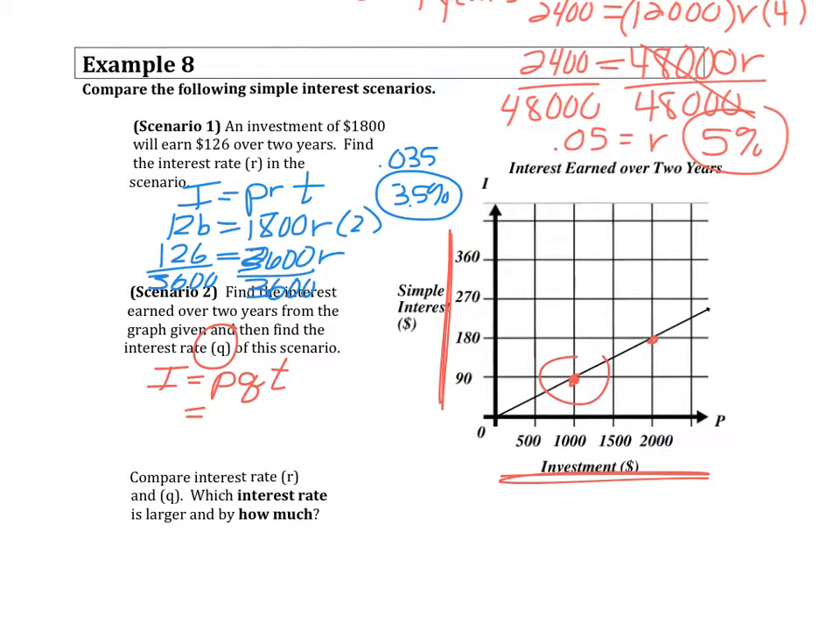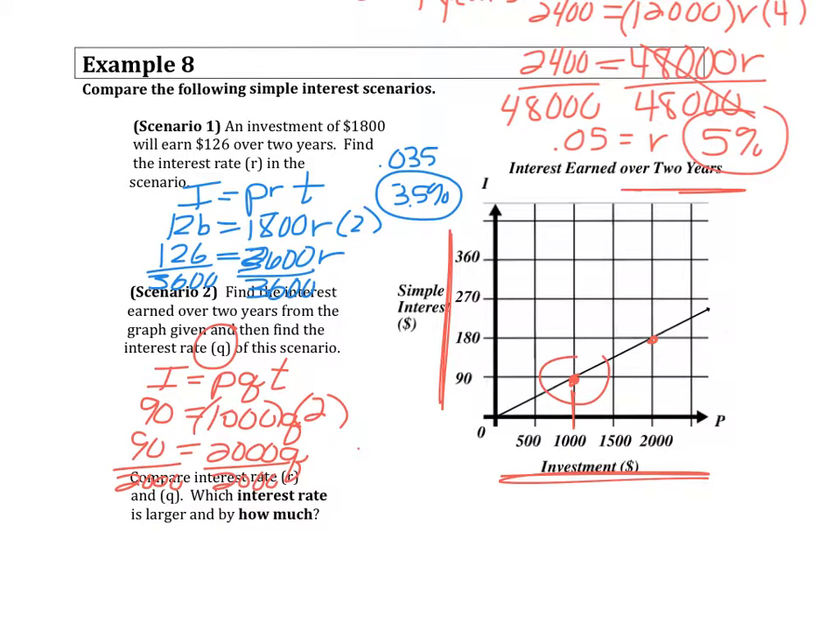The interest was 90. The principal at that point was 1,000. We don't know Q, so we'll leave that be. And the time, they already told us, was over 2 years, times 2. So 2 times 1,000 would be 2,000. And then we're going to divide both sides by 2,000. So 90 divided by 2,000 is 0.045. That's going to equal Q, which is 4.5%.